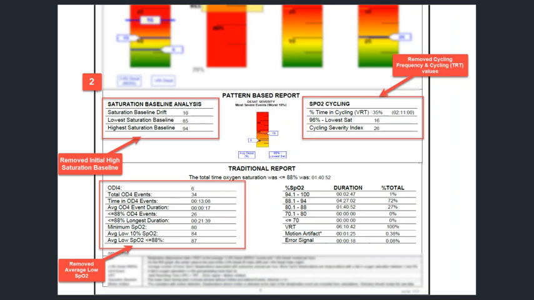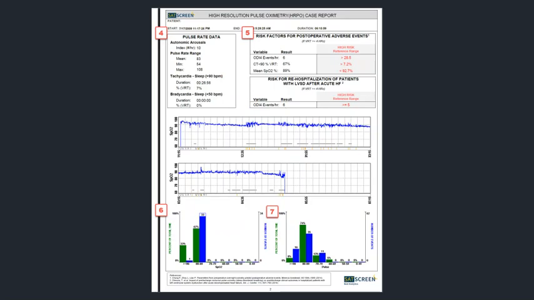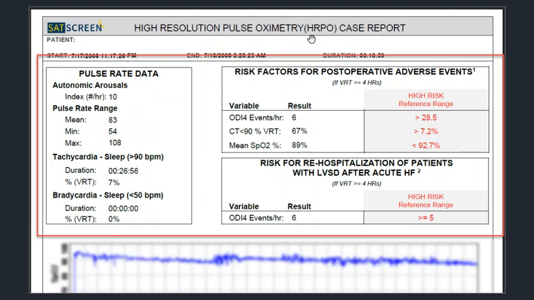Also, we have removed several parameters that users reported as repetitive or not adding clinical value in order to allow you to focus more on the data that matters. The second page includes the most significant changes you will find in this release. First, we removed the example of detected cycling and replaced it with important pulse rate and risk factor data.